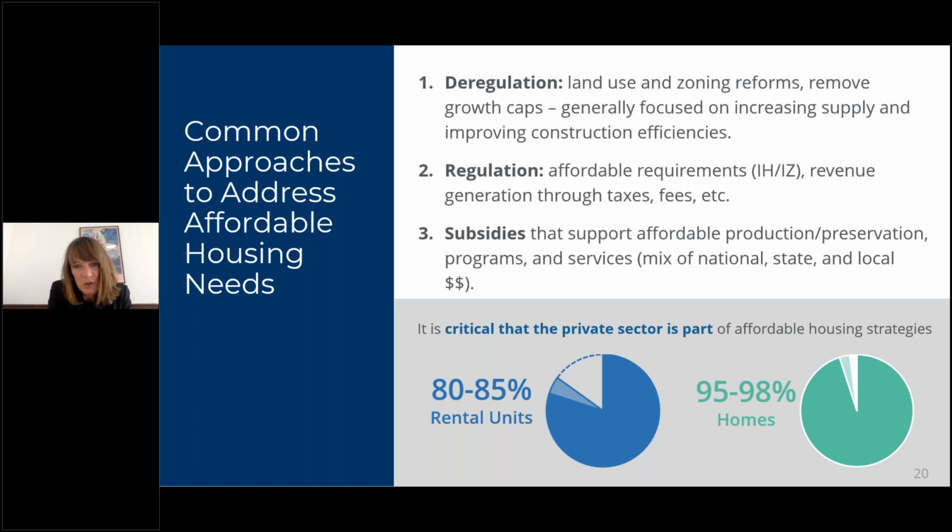And then I'm going to conclude with the difference between a strategy and action items and recommendations. When we think about common approaches to address affordable housing needs in our firm, we typically put them in 3 buckets: deregulation, regulation, or subsidies. And I think that a good strategy should have a little bit of both.